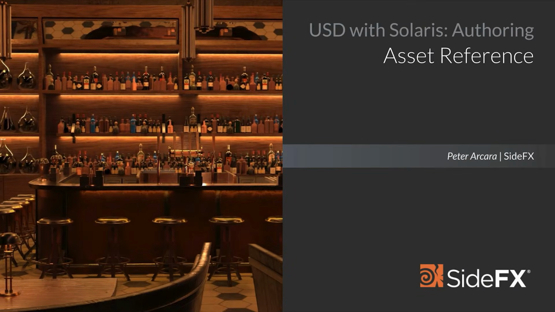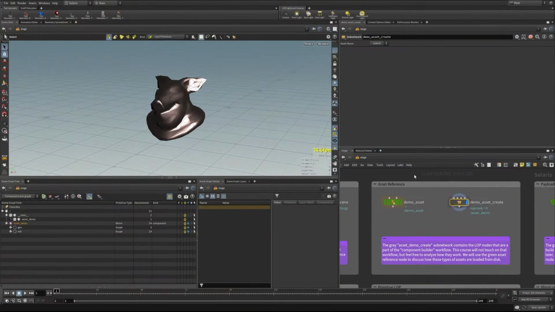So let's now talk about the asset reference LOP and how that allows us to bring USD assets from disk onto our stage in Solaris. So here we are in the asset reference section of this demo file, and we're looking at two nodes here. One of them is going to create this asset, and the other one is going to read it from disk.